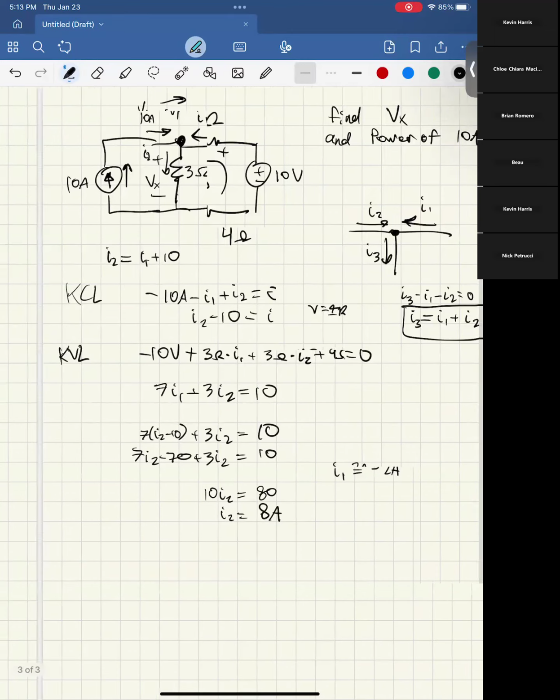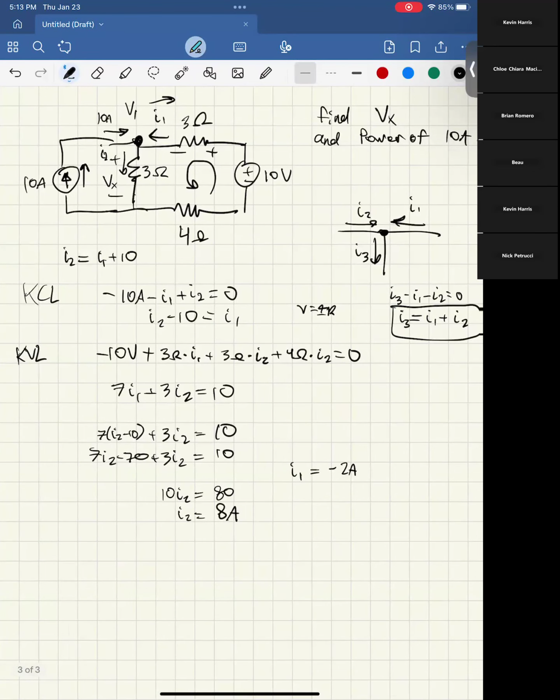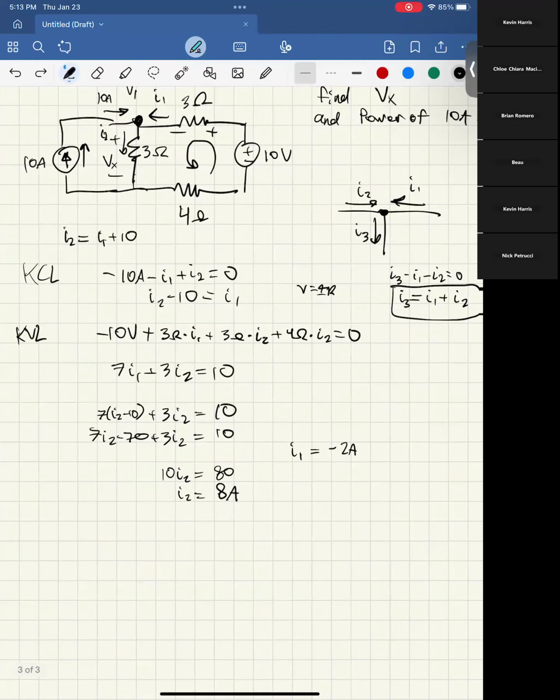So I2 is 8 amps. So then remember, our original question was to find Vx. So Vx is the voltage of that 3 ohm resistor. V equals IR, so it's going to be I2 times 3 ohms, which is 8 times 3, which is 24 volts. Hopefully that makes sense.